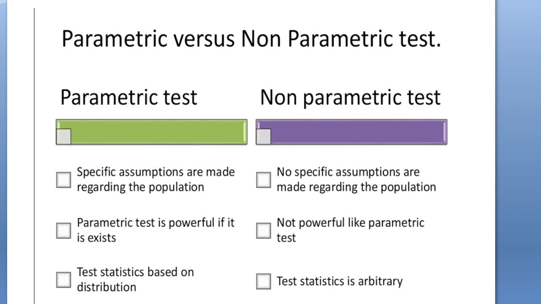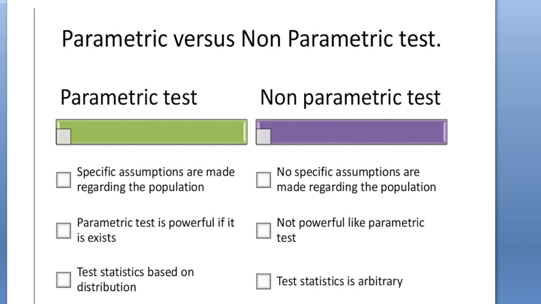So we can compare the parametric test with non-parametric tests. For parametric tests, specific assumptions are made regarding the population, but for non-parametric tests, no specific assumptions are made regarding the population. The parametric test is powerful if it exists, but non-parametric tests are not as powerful as the parametric test.